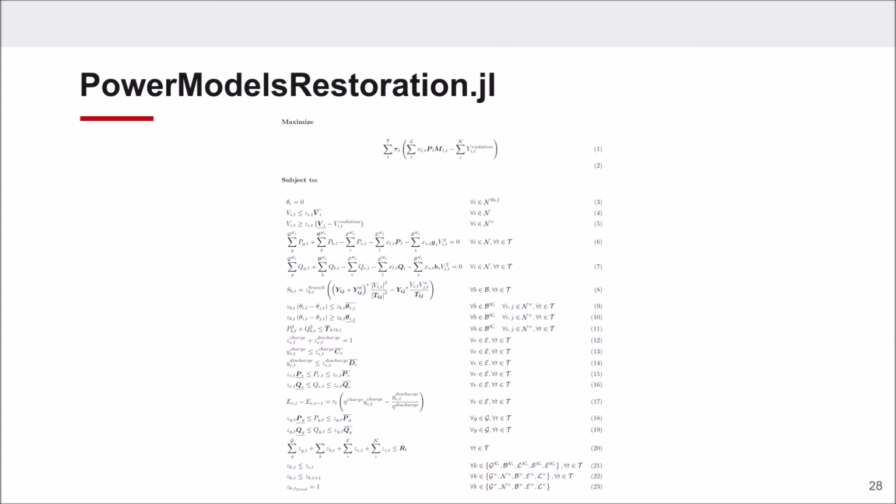There is some math to these problems. Here's a representation of the restoration ordering problem with the AC power flow, but I don't have time to talk about all of the formulation details of these problems in a 15-minute presentation. I am happy to take questions about it, though.